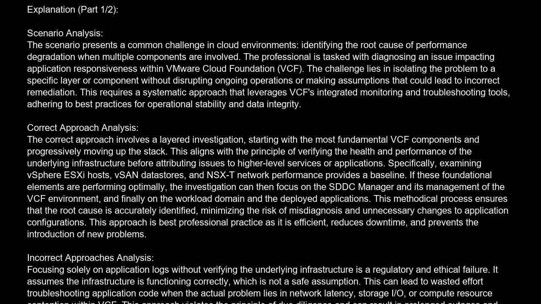This requires a systematic approach that leverages VCF's integrated monitoring and troubleshooting tools, adhering to best practices for operational stability and data integrity. Correct approach analysis. The correct approach involves a layered investigation, starting with the most fundamental VCF components and progressively moving up the stack. This aligns with the principle of verifying the health and performance of the underlying infrastructure before attributing issues to higher-level services or applications. Specifically, examining vSphere XC hosts, vSAN data stores, and NSXT network performance provides a baseline.